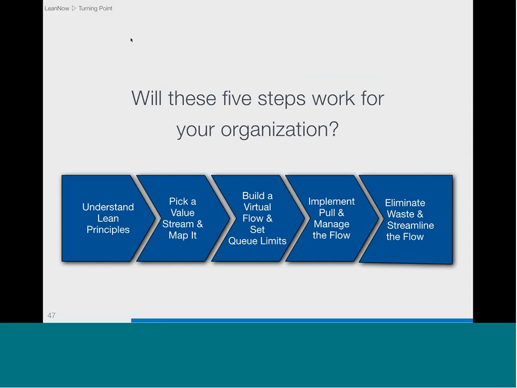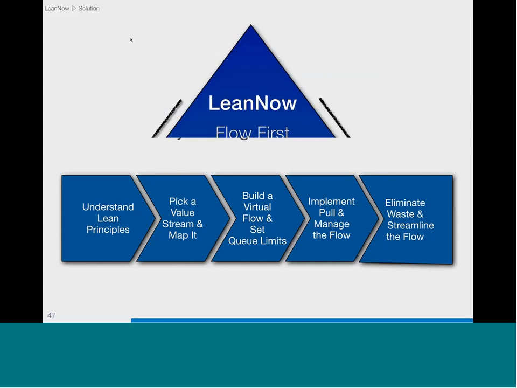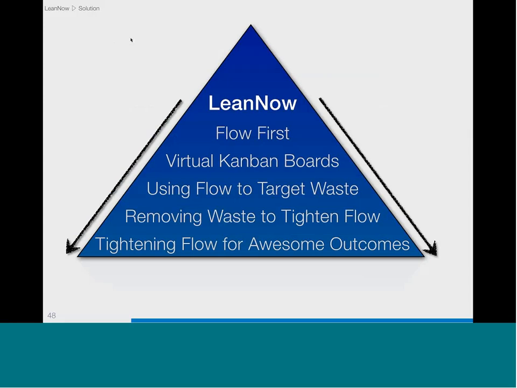So the idea of LeanNow, just to summarize, is to start with flow first, build the virtual Kanban boards to track the flow, even though the physical flow may still be messed up, using that flow that we're tracking to target the most high leverage waste and reduce that waste first. That will improve the flow and improve our ability to identify the next piece of waste that has to be removed. Remove the waste to tighten the flow and reduce the time and cost it takes to deliver value to the customer, and basically tighten that flow so that we can get awesome outcomes both for customers and also produce rapid bottom line results for the organization.